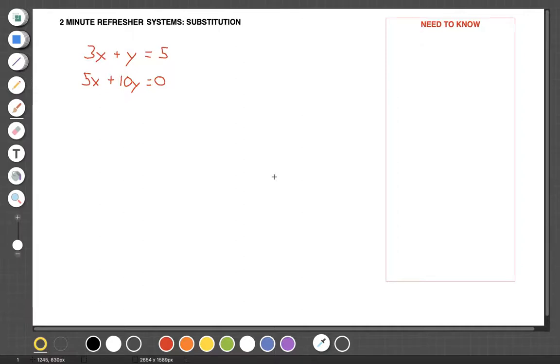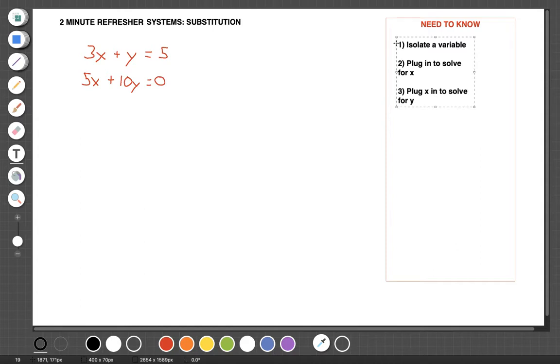We're on our last video. So solving systems using substitution, exactly the same as what you just saw, but there's one extra step. So the first step this time is going to be isolate a variable. Okay, so after we've isolated the variable, then we plug in to solve for x. Okay, then after we plugged in to solve for x, we're going to plug x in to solve for y. So essentially the same thing. Let's see what this looks like.